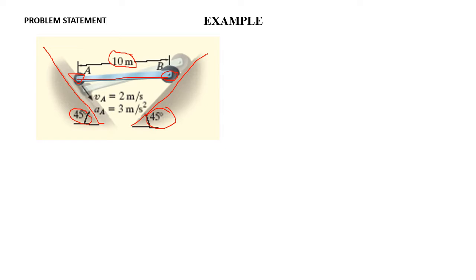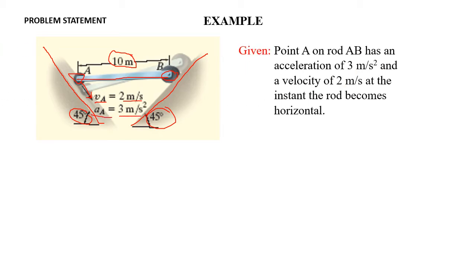They also show us in the diagram that moving down the ramp on the left, we have a velocity of A of 2 meters per second and an acceleration of A of 3 meters per second squared. In our problem statement, they tell us that point A on rod AB has an acceleration of 3 meters per second squared, which we can see in our diagram, and a velocity of 2 meters per second at the instant the rod becomes horizontal.